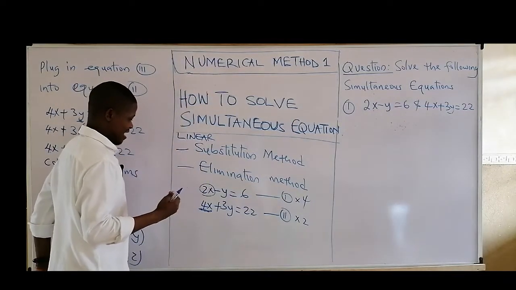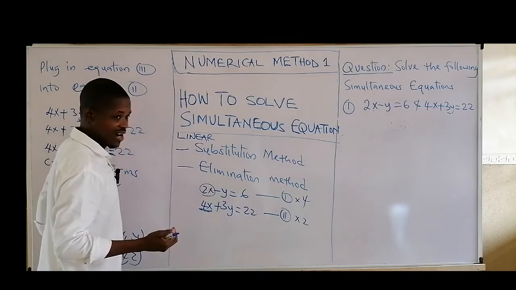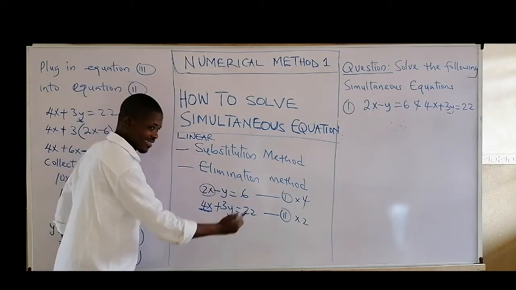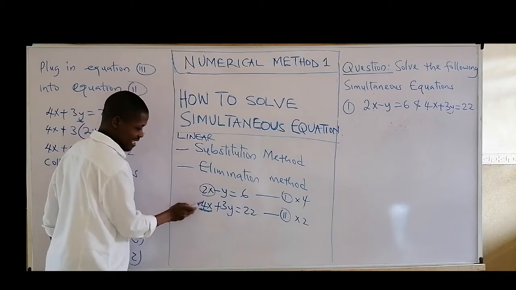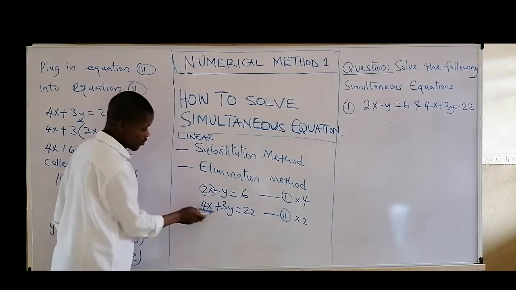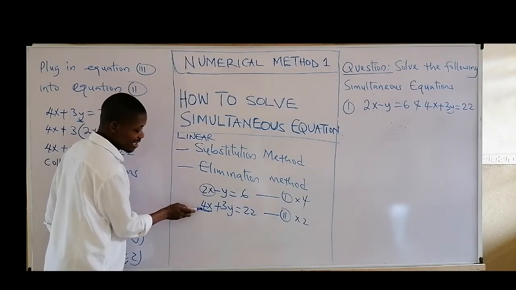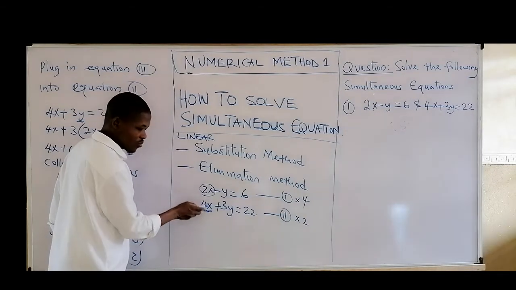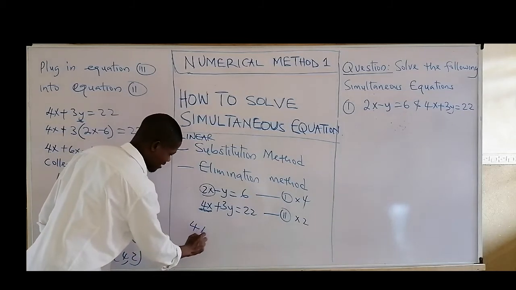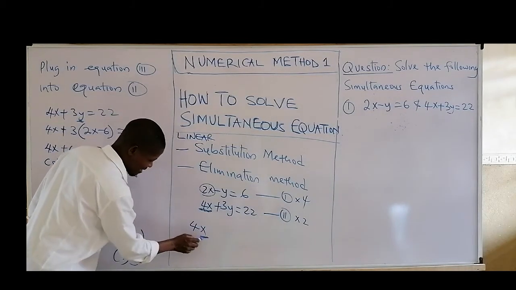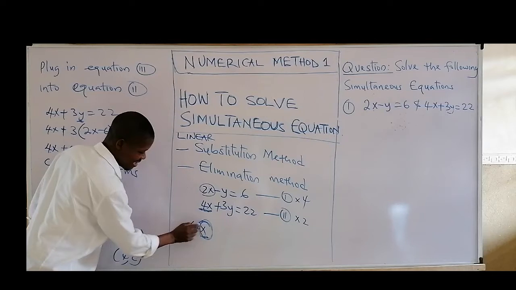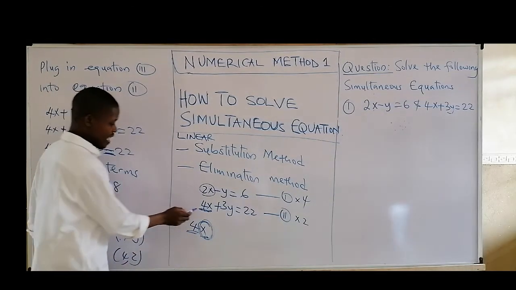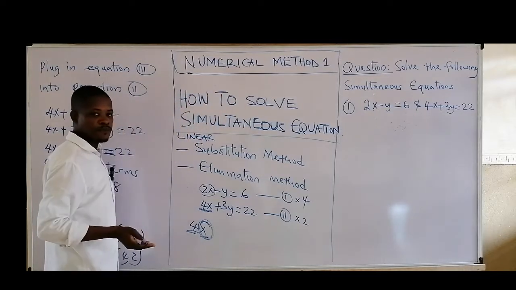The choice is ours. Which of the letters do you want to make the same? Is it x? Is it y? If you want to make your x value the same, then check the coefficient of x. What is the meaning of coefficient? If you have 4x, the coefficient of x is the attachment to that letter. That's what we call the coefficient. That's 4. So use that 4 to multiply everything in equation 1.